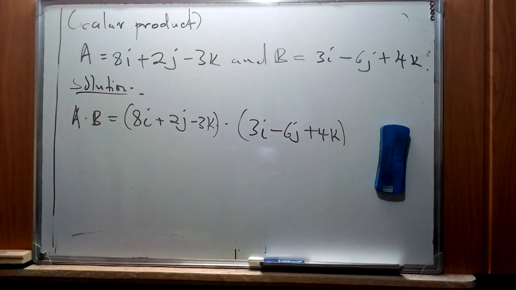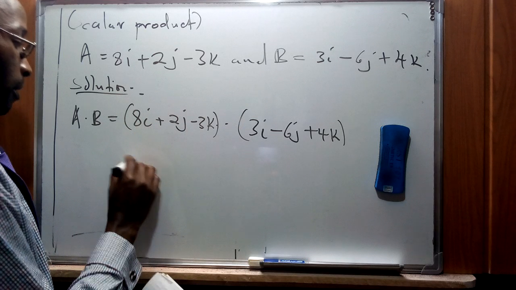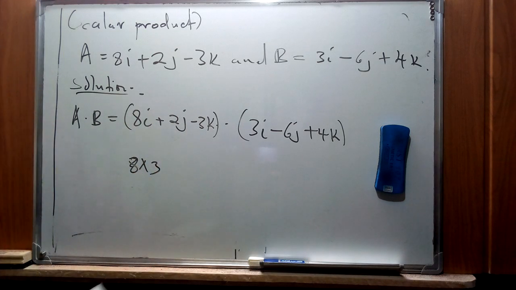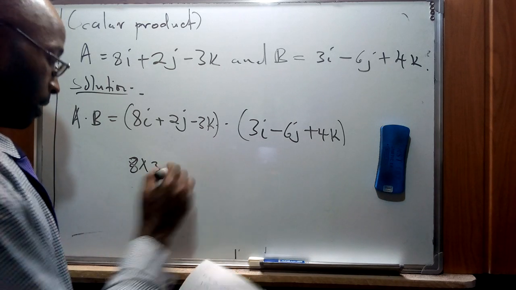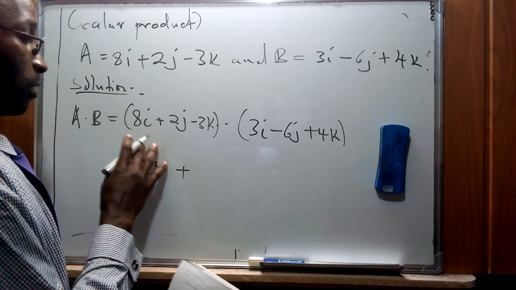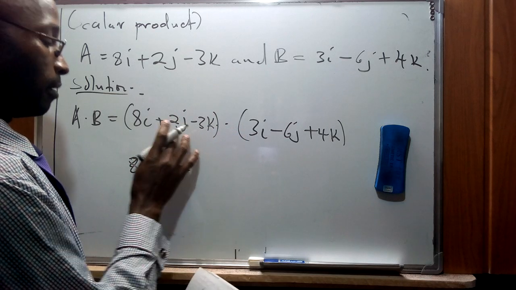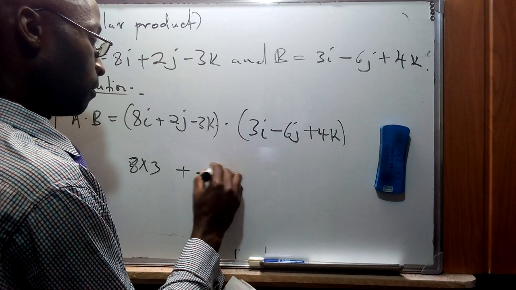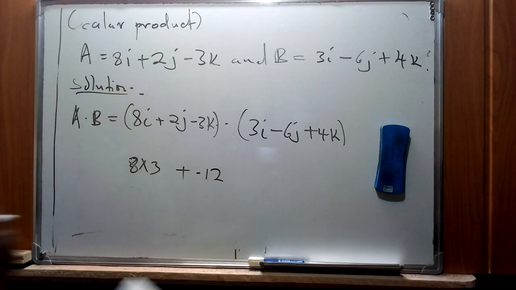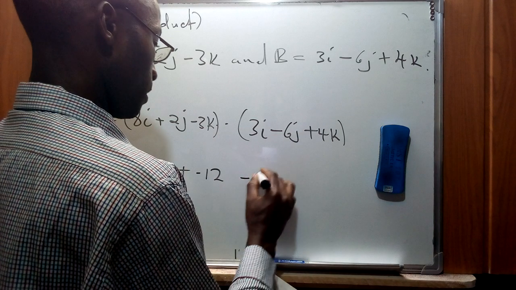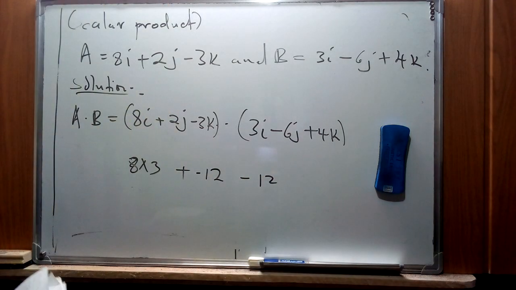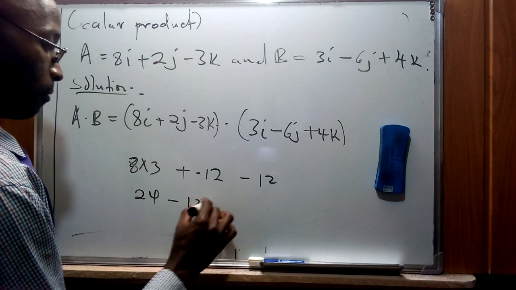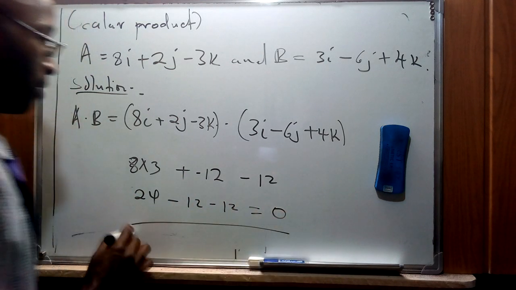So we just do a multiplication of the respective components: 8 times 3, which is 24 for the i component, plus, using the last formula that we discussed, 2 times negative 6, which is negative 12, and the last one is minus 12. So all of this is going to be 24 minus 12 minus 12, which is going to give us 0.